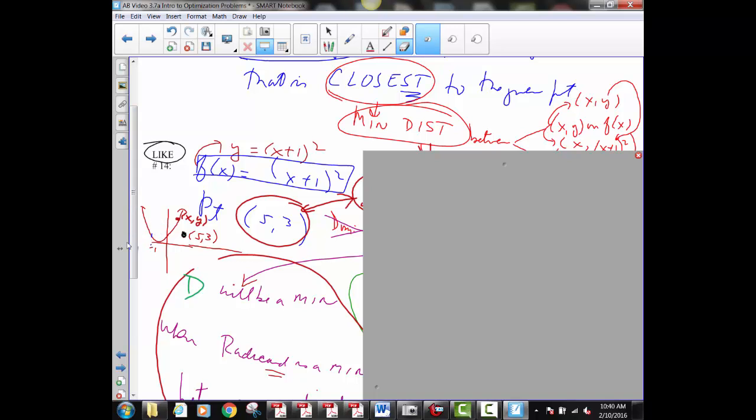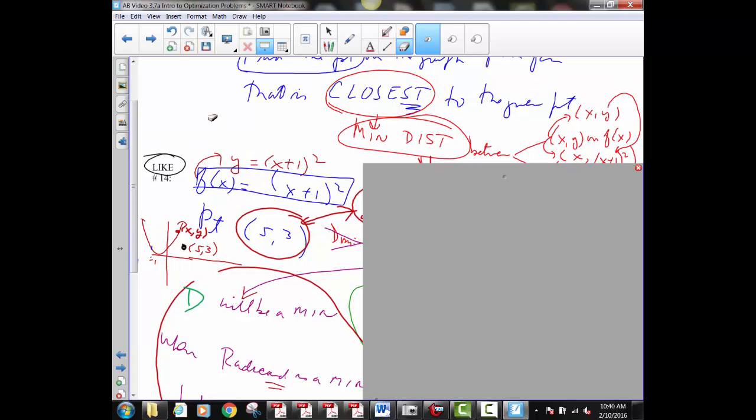Okay, so there's our parabola. There's a random point on our parabola xy that is the closest point on our parabola to the point 5,3. So you can see it's not going to be over here. That's way further away. I'm just picking some random point xy, and I'm trying to say that that's the closest point to 5,3. But what is that random point?